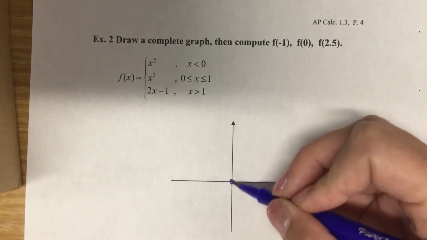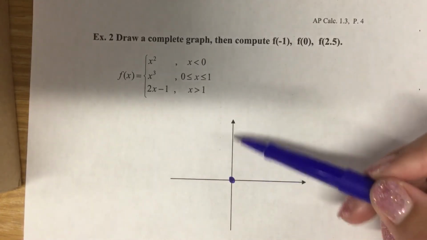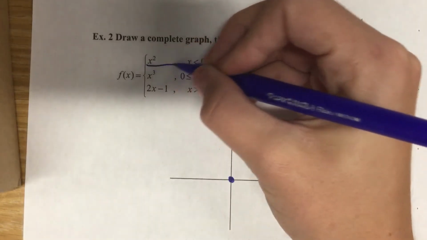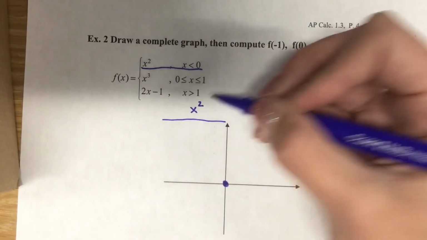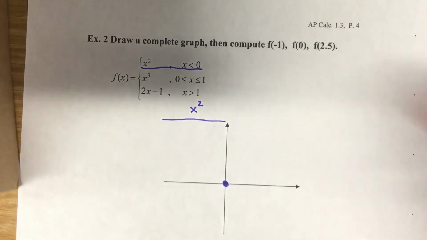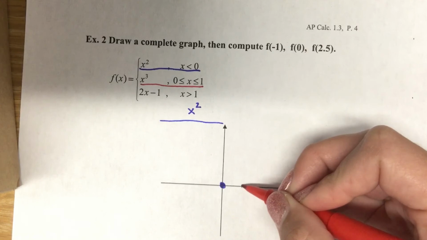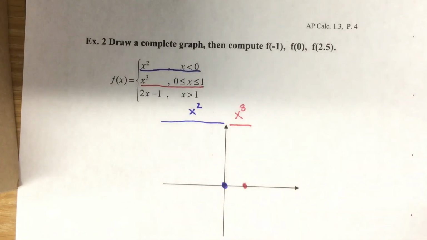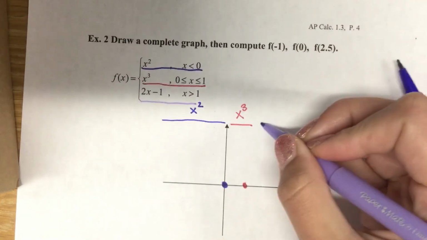You know that you're going to start at x is less than 0. So you're starting at 0. This first function of x squared has to be less than 0. So this portion has to fall under x squared. Our next portion, x cubed, is between 0 and 1. So that's x cubed. And then our next portion for everything greater than 1 is going to fall under 2x minus 1.